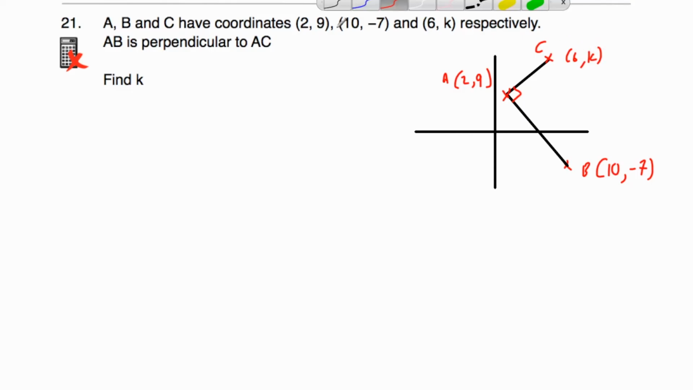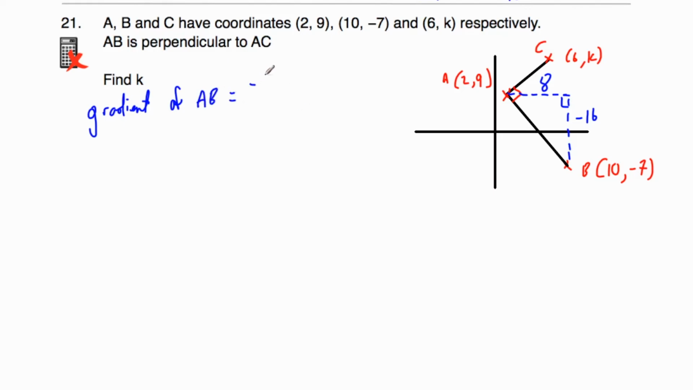So let's find the gradient of AB to begin with. Let's draw a triangle going across and down. In terms of the run, we're going from 2 across to 10, so it's a run of 8. In terms of the rise, we're going from 9 down to -7, so it's a rise of -16. We're going down 16 here. To find the gradient of this line, we do the rise divided by the run, so -16 divided by 8. So the gradient of AB is equal to -16 divided by 8, which is -2.